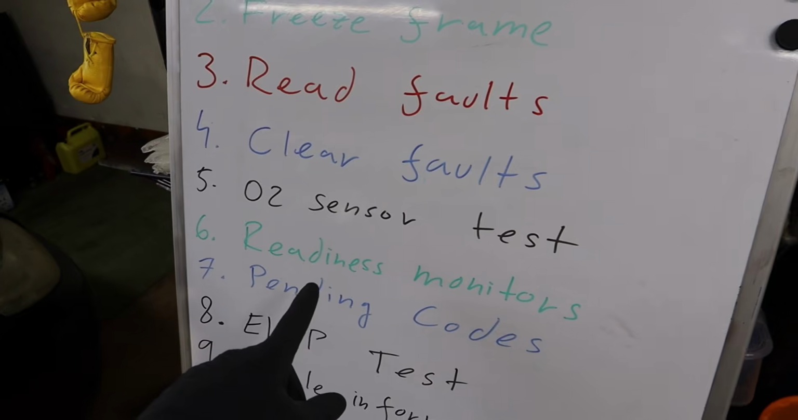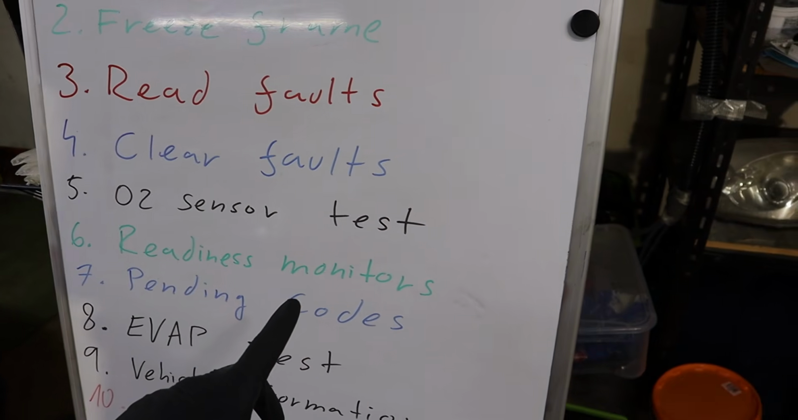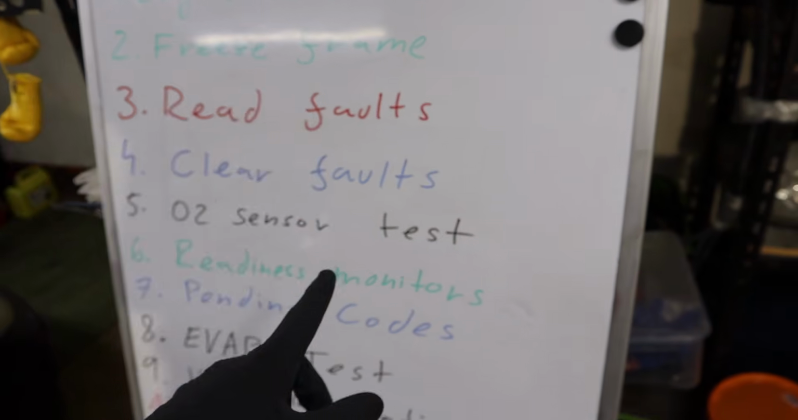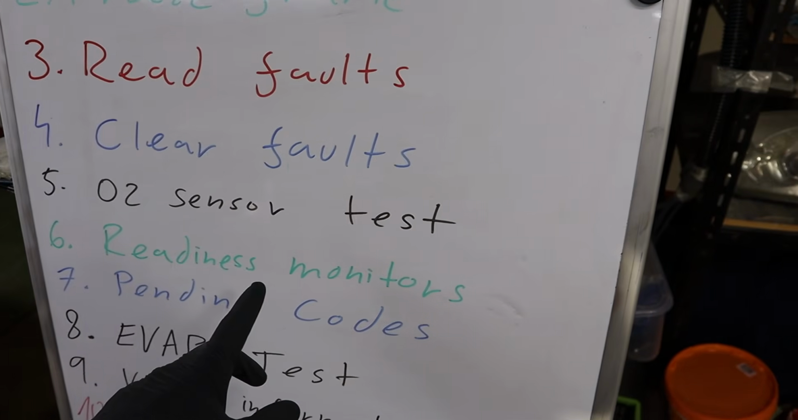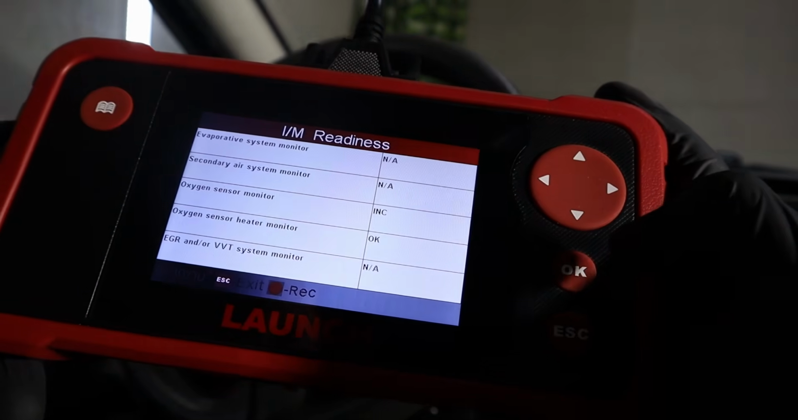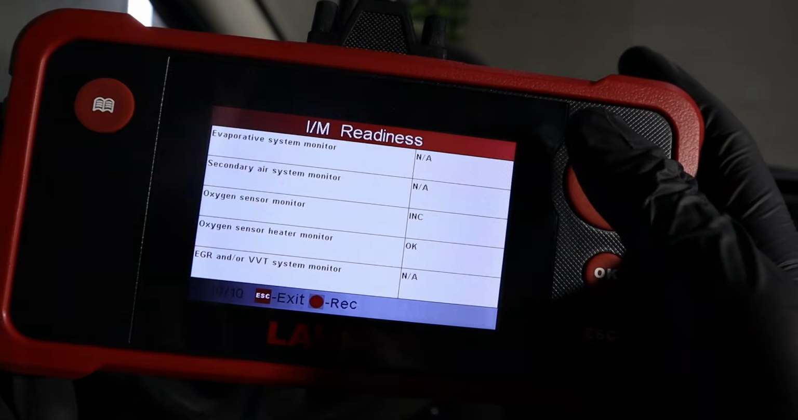Good use of mode 6 is before a state emission inspection. If you pull up the readiness page and you have all monitors passed, that is a good sign that your car will be able to pass the state inspection. All of them are incomplete for the Punto, except for the oxygen sensor heater. I'm not sure what is wrong with this vehicle.